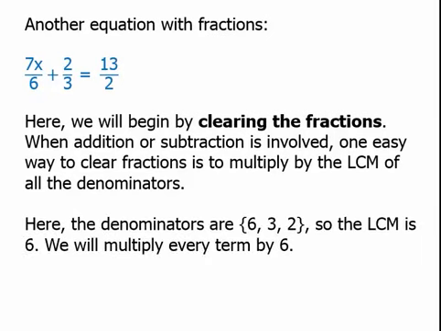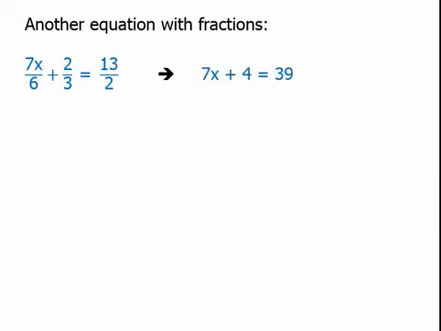Here the denominators are 6, 3, and 2. Those are the three denominators, and the least common multiple of those is 6. So we will multiply every term by 6. So, of course, 7x over 6 times 6, the 6's cancel, we just get 7x. 2/3 of 6 is 4. And 13/2 times 6, well, the 2's cancel, and we're left with 13 times 3, which is 39.